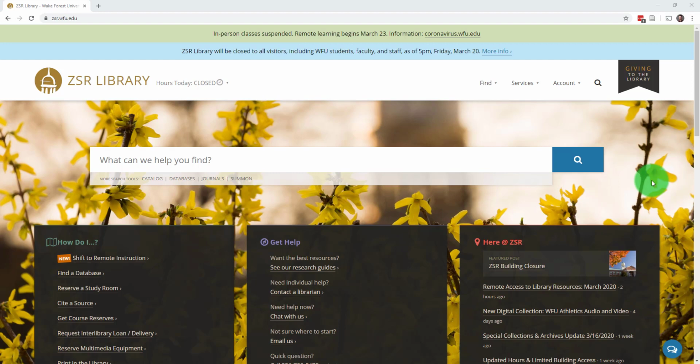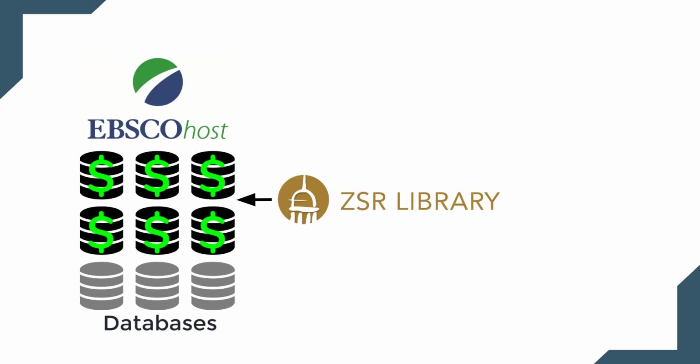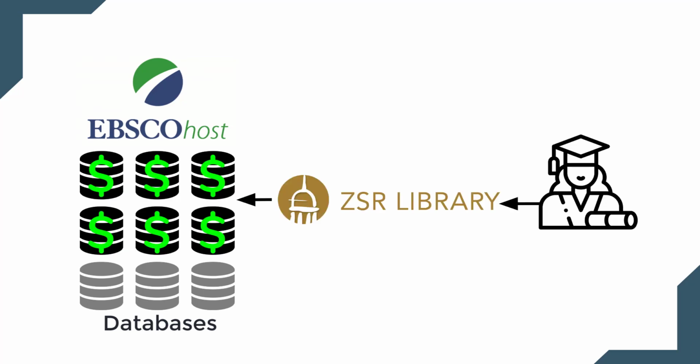You may be asking, what's EBSCO? EBSCO is a company that sells and manages subscriptions to databases. ZSR and other libraries purchase a lot of databases from EBSCO, which we then make accessible to you. EBSCO databases are just a handful of the more than 370 databases offered through ZSR.